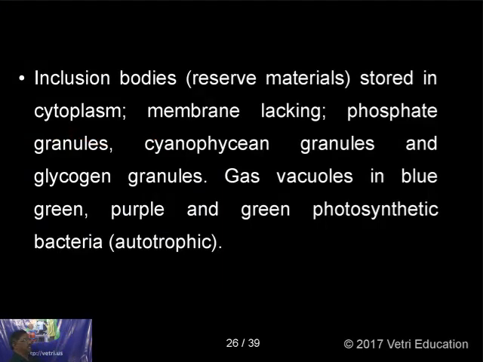Inclusions are reserve materials stored in the cytoplasm, such as phosphate granules, cyanophycin granules, and glycogen granules, and gas vacuoles in blue-green, purple, and green photosynthetic bacteria. These are just stored in the cell. These are the inclusions, or reserve materials, found in the cell.